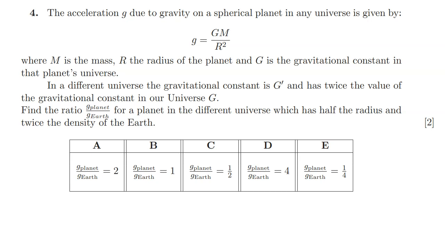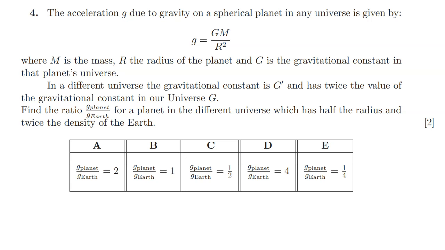In a different universe, the gravitational constant is G dash and has twice the value of the gravitational constant in our universe, G. Find the ratio g planet over g Earth for a planet in a different universe which has half the radius, twice the density of Earth. So there's a lot to digest here, kind of similar to the last question. There was quite a lot to digest and a lot of good information given in the question.